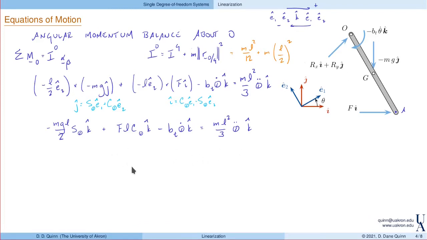Combining this, sort of rewriting it, the equation of motion becomes ml squared over 3 times theta double dot plus bt times theta dot plus now these two terms. And when I bring these to one side, I get mgl over 2 sine of theta minus f times L cosine of theta is equal to 0. So this is the equation of motion for this system.